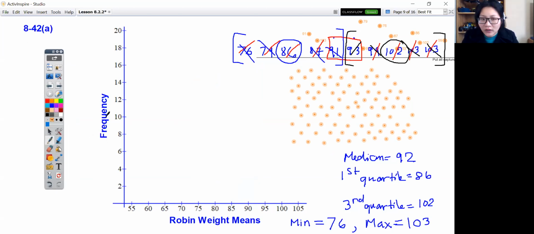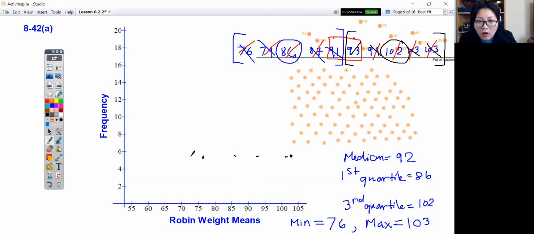Okay, we are going to construct the box plot data. So the minimum number is 76. So somewhere right here is 76. Okay. Next 103. I put it down there. 103. Okay. So min, max. Median, middle number 92. So this is 92 somewhere right here. First quartile is 86. So this is 86. Okay. And the third quartile is 102. So put it up there, 102.